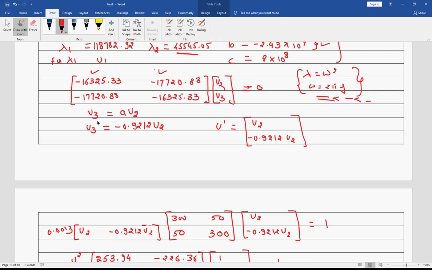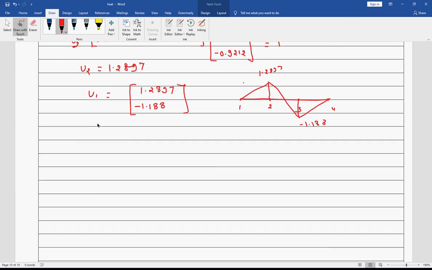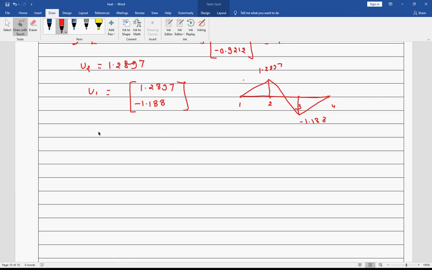For lambda 2, I can write the equation directly: 1237.43 U2 minus 12960.43 U3 is equal to 0. So I want U3 in terms of U2.